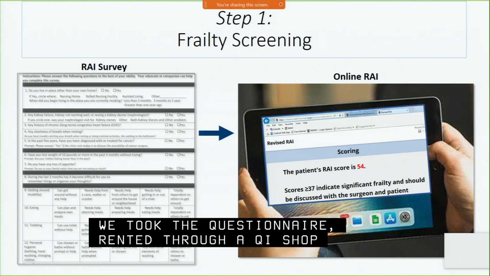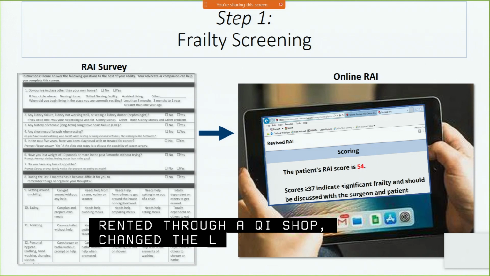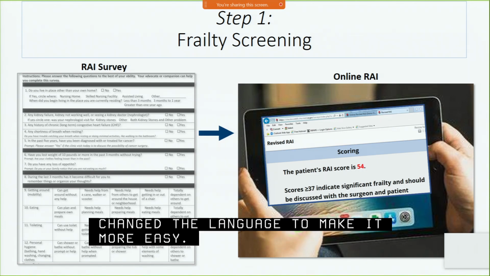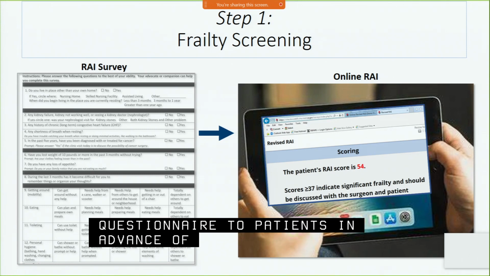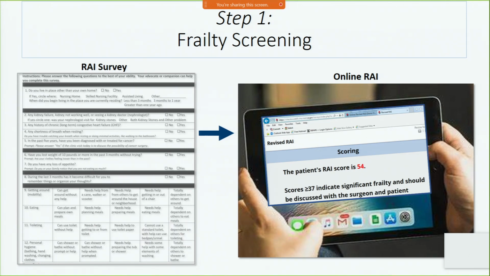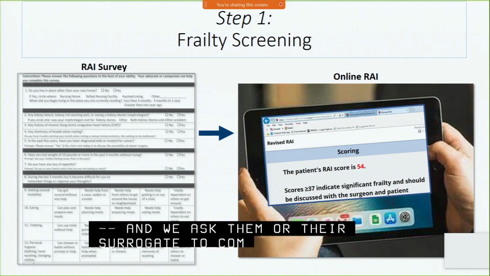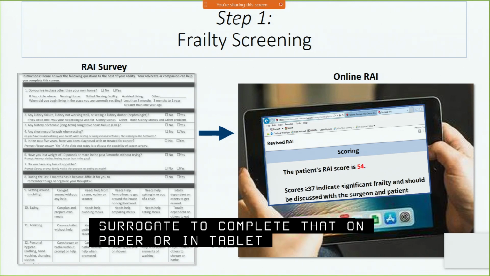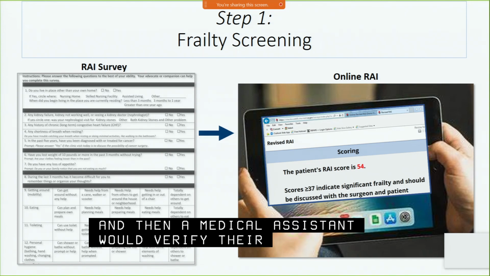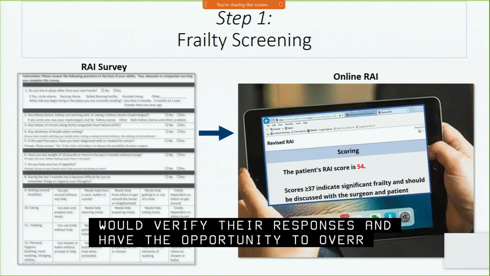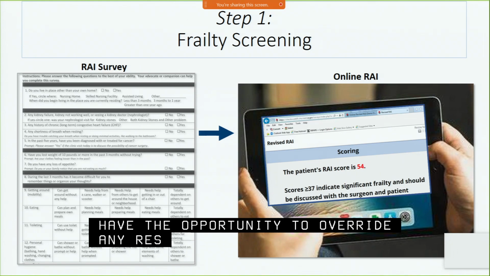We distributed a single-page questionnaire to patients in advance of their arrival at the surgical clinic, either as they were checking in or in the mail beforehand, and we asked them or their surrogate to complete that either on paper or on a tablet in the time that they were waiting for their surgeon. And then a medical assistant would verify the responses, had the opportunity to override any of the responses that seemed to be inaccurate, and plugged it into an online calculator to be able to generate the RAI score.